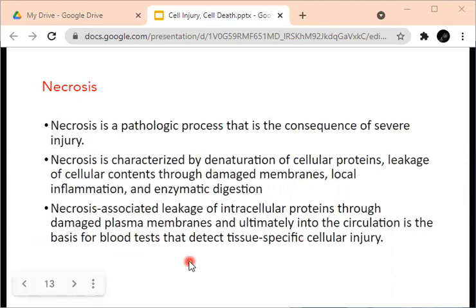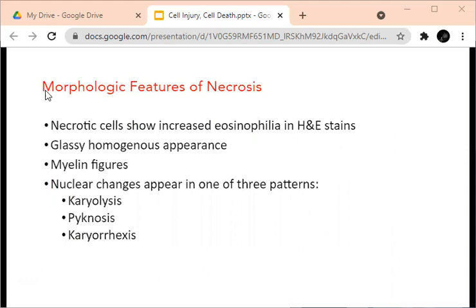Aside from that, for example in pancreatitis, we check the lipase or amylase, etc. All right, so here are the morphologic features of necrosis. Again, necrotic cells show increased eosinophilia in H&E stains. This is due to loss of cytoplasmic RNA. Remember our ribosomes, right? So those are lost, because our cells are dying.